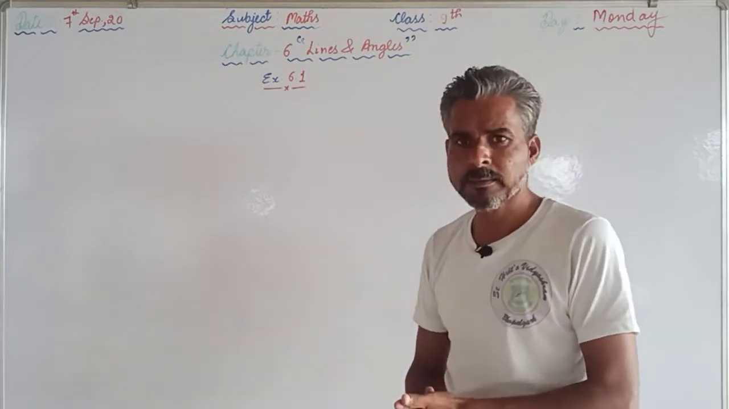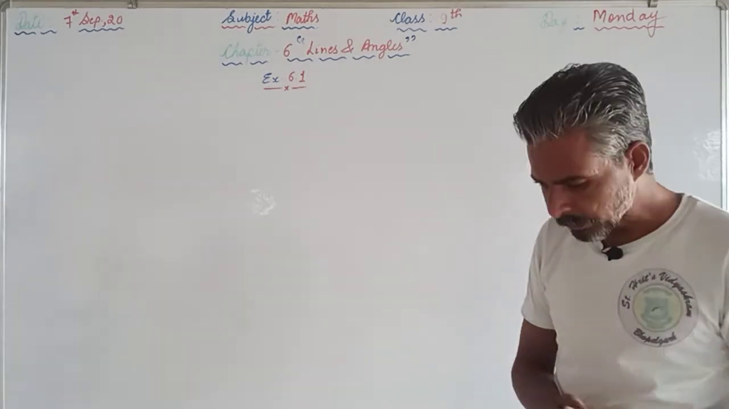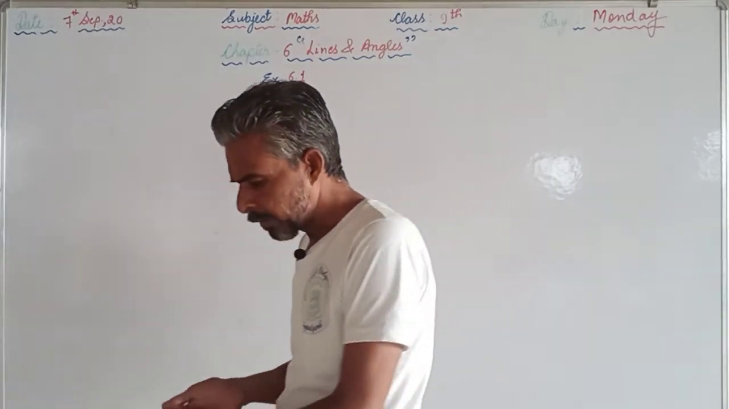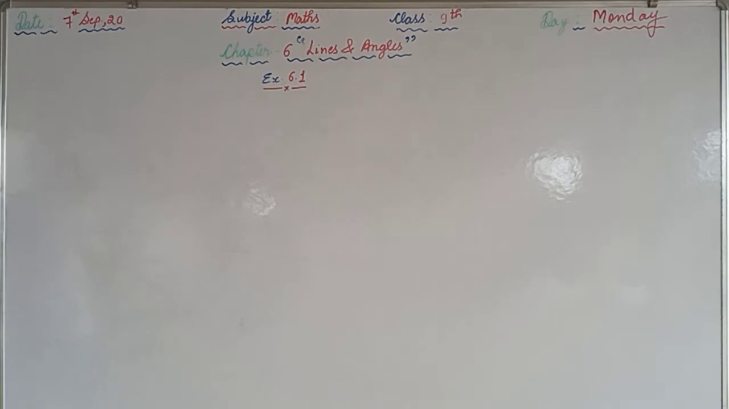This video is for class 9th and the subject is maths, and we are continuing the same chapter, that is chapter number 6, and the name of the chapter is lines and angles. We have already started exercise 6.1 and we have already completed question number 1 and question number 2. So today we will proceed to question number 3.